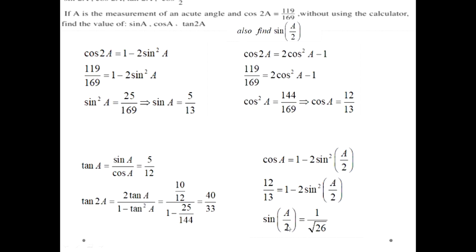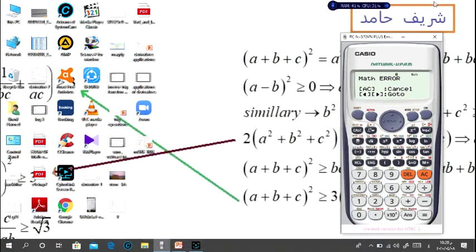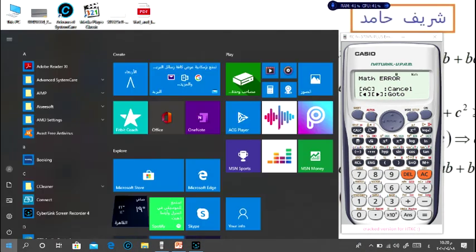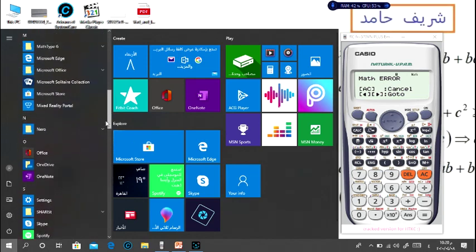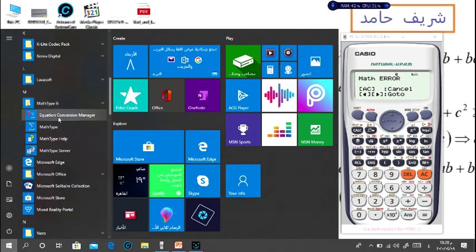So sine A over 2, it should be positive or negative again. But Mr. Sharif, I am a little confused. Why don't you say positive or negative? This is not A, this is A over 2. Very good. This is a very good question. If A lies between 0 and 90, then half A lies between what? Again, I will write here for you, especially for you. Try to understand why it is also positive.